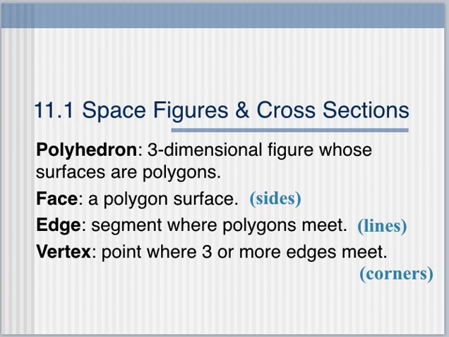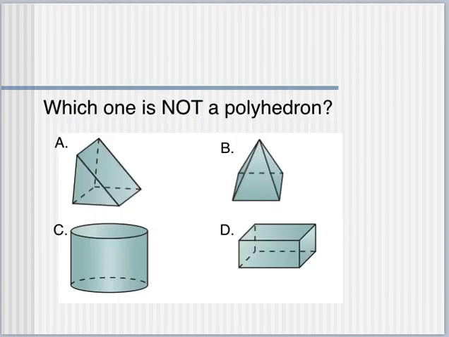So put your pencil down for a second, look at this picture, and decide which one is not a polyhedron based on the definition of polyhedron. You have 5 seconds.